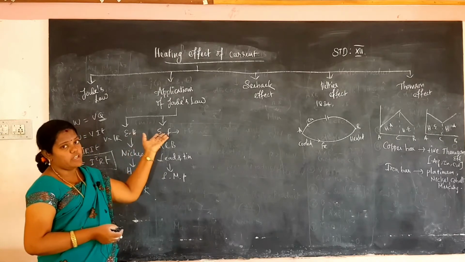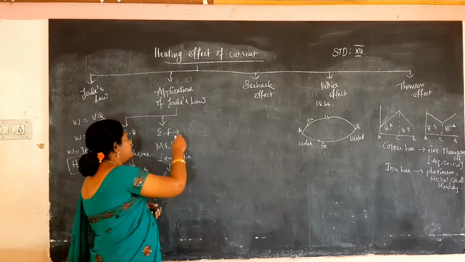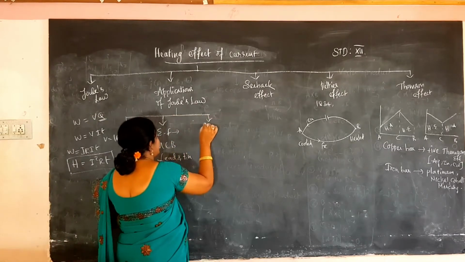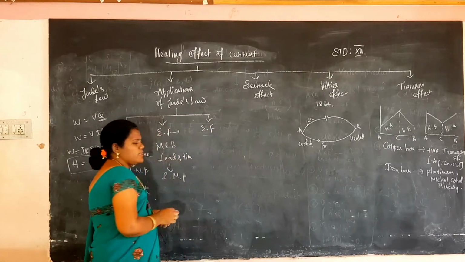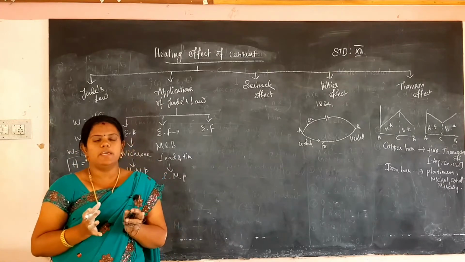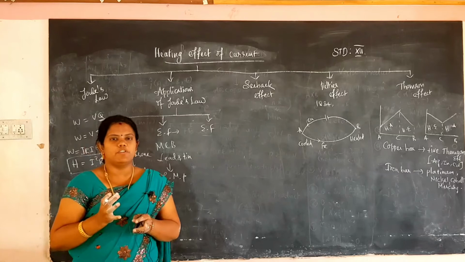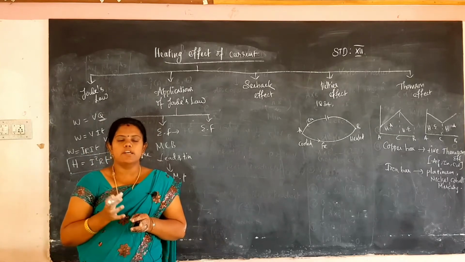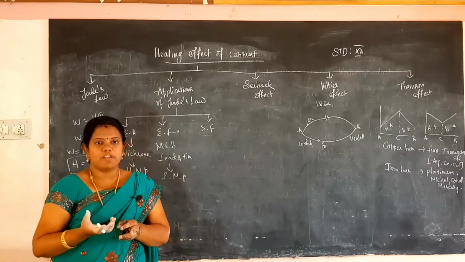So the electric fuse works in terms of the heating effect of current. And the third one is the electric furnace. An electric furnace is nothing but a heating element. It is used in the manufacturing of steel, silicon carbide and quartz.